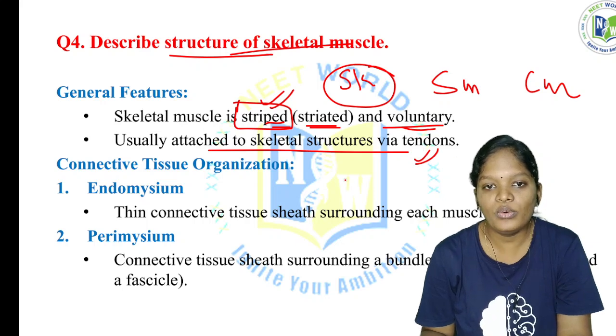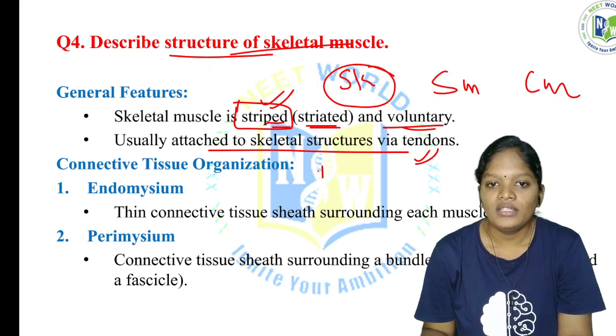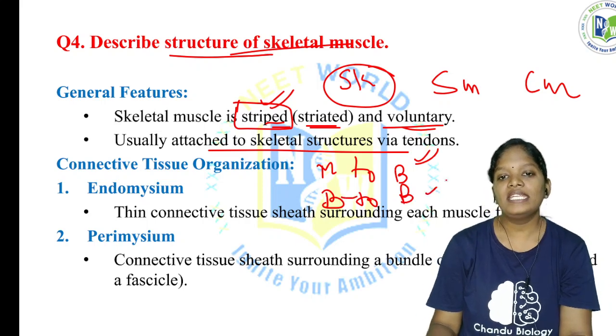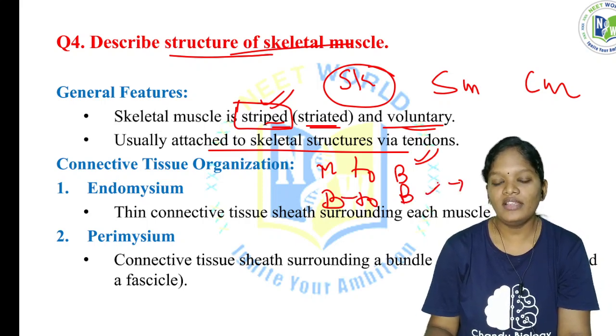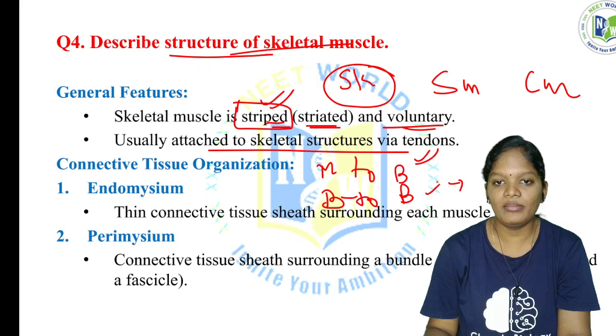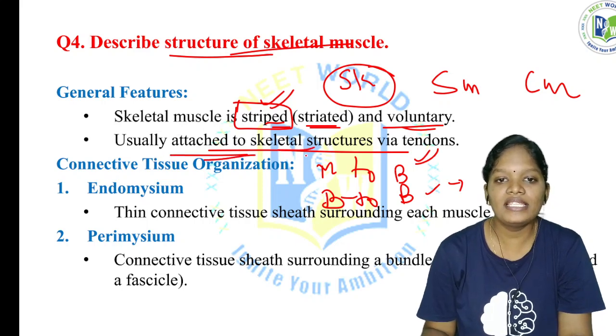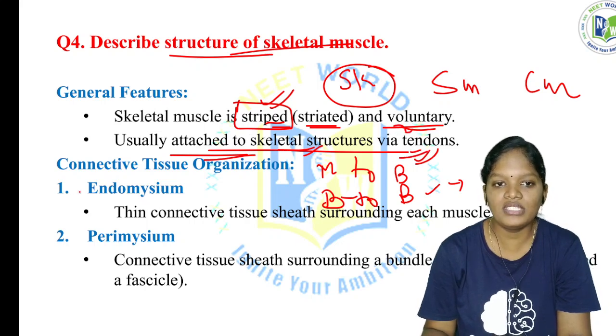See, muscle to bone and bone to bone. If bone is attached with bone, that is called a ligament, and muscle to bone is called a tendon. Okay, so this is an important thing. So usually the skeletal muscle is attached with the help of these tendons.